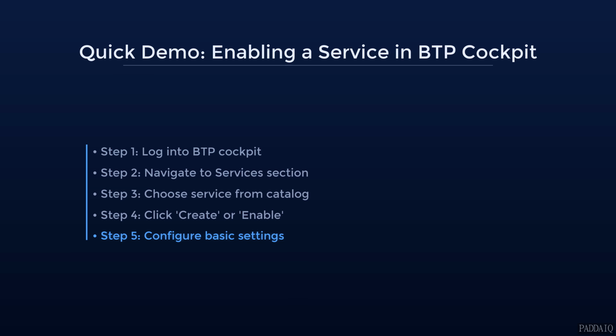Step 5. Configure basic settings. This means entering essential details like a name and description for your service. For instance, if setting up an alert service, you might name it Production Outage Alerts so your team can identify it. Proper configuration now ensures your service runs smoothly and is easy to manage later.